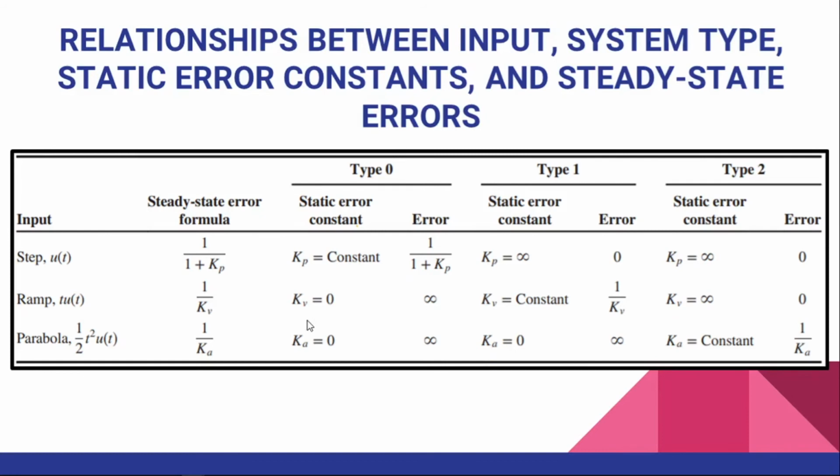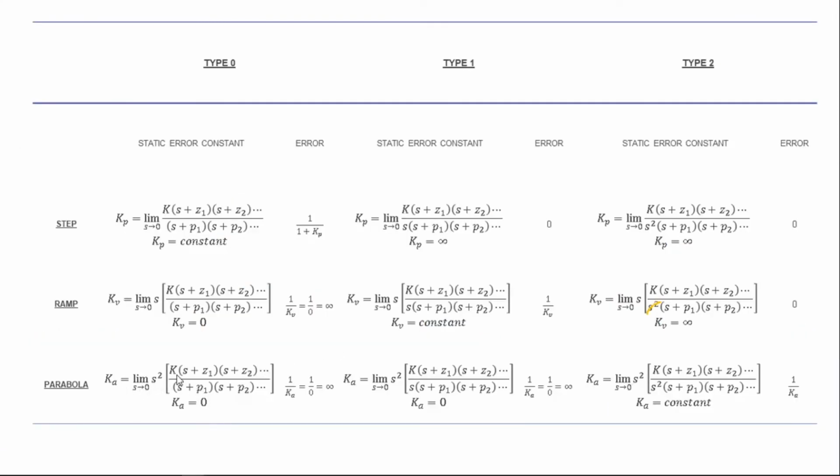So for the parabola input, you have a steady state error formula of 1 over Ka, where Ka is equivalent to the limit of s squared G of s as s approaches 0. So for type 0 systems, we have the static error constant for parabola input equivalent to 0. So why is this? As we all know, type 0 has no s here, just an exponent of 1. And Ka is equal to the limit of s squared G of s.